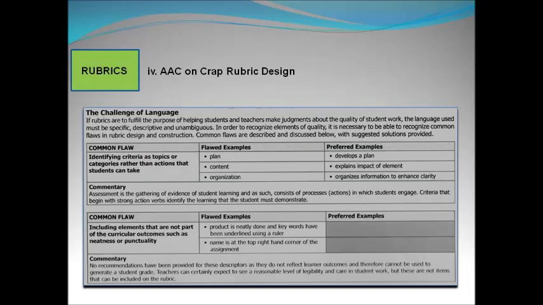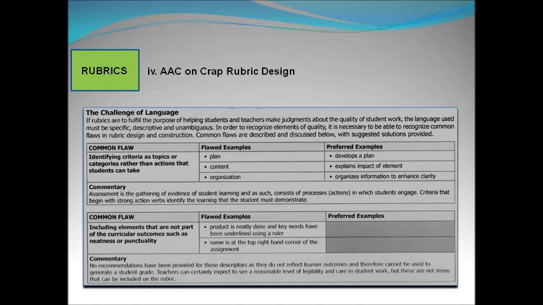Some things that the Alberta Assessment Consortium, or the AAC, says about poor rubric design are common flaws. One is, and I think it's nitpicky, they like action words versus nouns. So rather than say "plan," you say "develops a plan." Rather than say "content," "explains impact of element," or something like that. Anyway, whatever. If that is, in their view, a better rubric just by changing it into an action word.